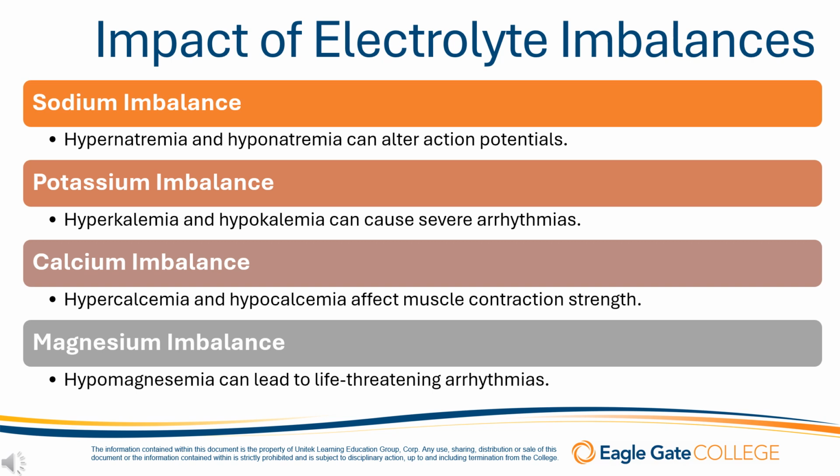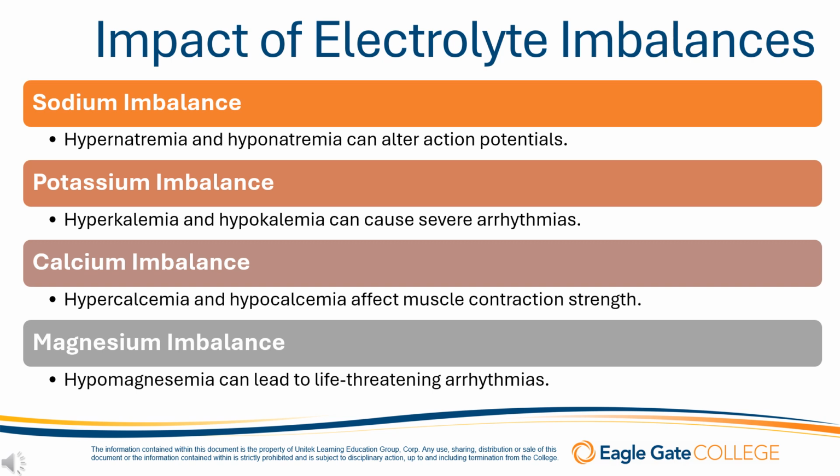Hypokalemia occurs when there is too little potassium in the blood. This can be caused by excessive vomiting or diarrhea, certain diuretics, or inadequate dietary intake. Low potassium levels can make cardiac cells more excitable, increasing the risk of arrhythmias such as premature ventricular contractions, or PVCs, ventricular tachycardia, and ventricular fibrillation. On an ECG, hypokalemia can cause flattened T waves, the appearance of U waves, and prolonged QT intervals. These changes indicate an increased risk of arrhythmias.